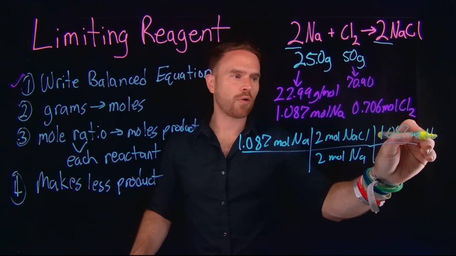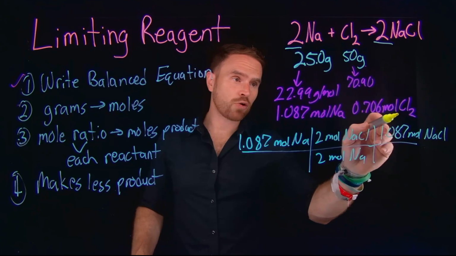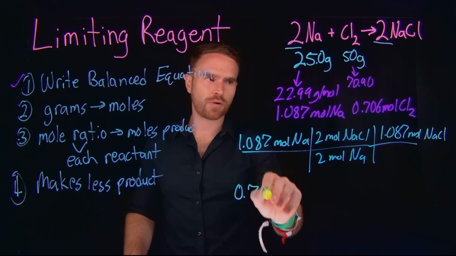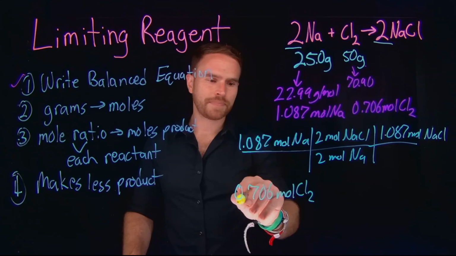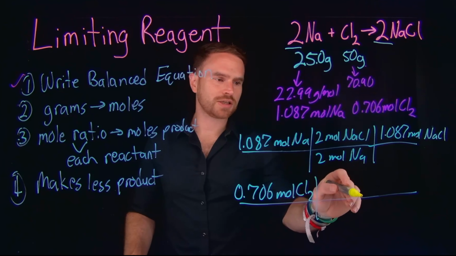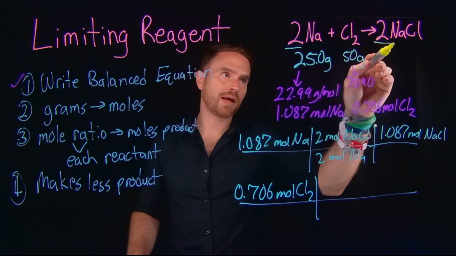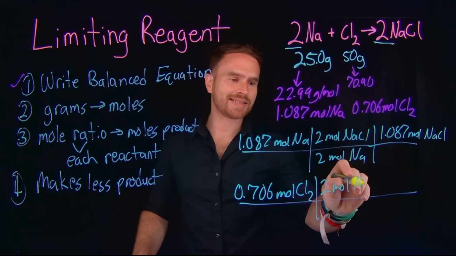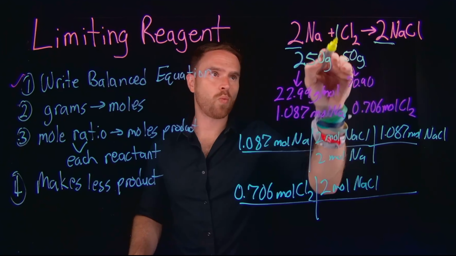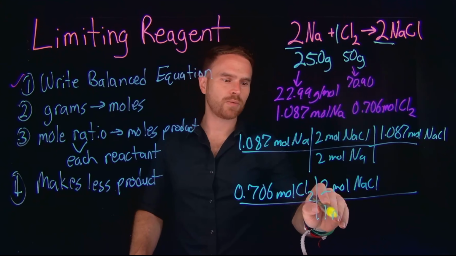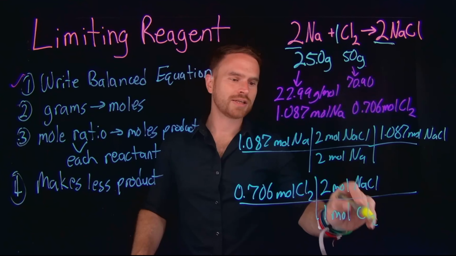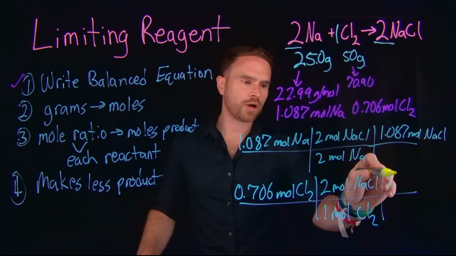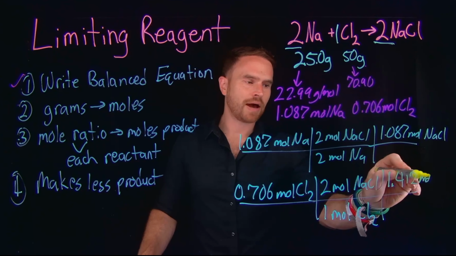And now we need to do the same for chlorine gas, or Cl2, where we have, starting with 0.706 moles of Cl2. And now notice that the stoichiometric coefficients are different, where now we're just comparing how much chlorine we need to make 2 moles of NaCl. Importantly, there's an invisible 1 in front of Cl2, which means that we use up 1 mole of Cl2 to make this product, which means if we multiply this value by 2, we get 1.412 moles of NaCl.